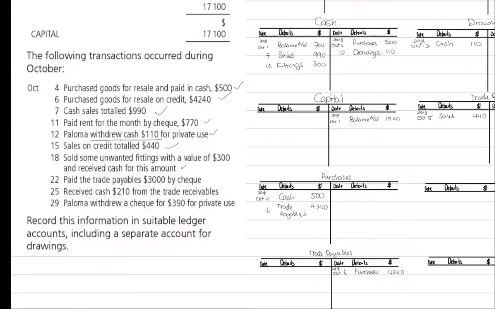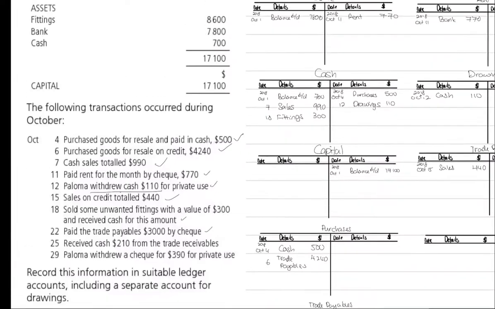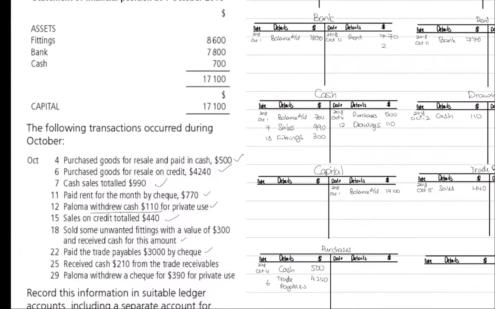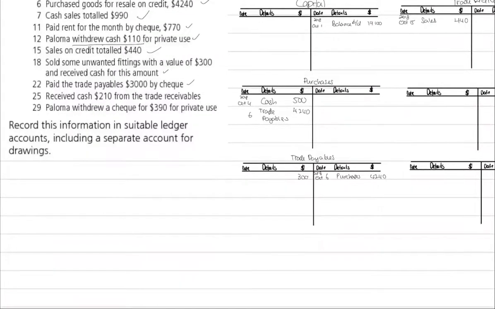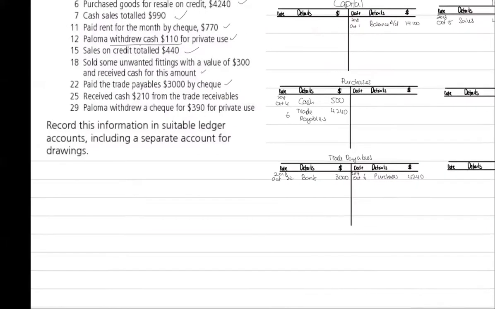Paid trade payables 3,000 by check. So the money will go out of your bank account, 3,000. Where does it go? To your trade payable account, because now we are paying off our debts. On October 22nd, so trade payable will be 3,000 here. Bank, October 22nd, 2018.